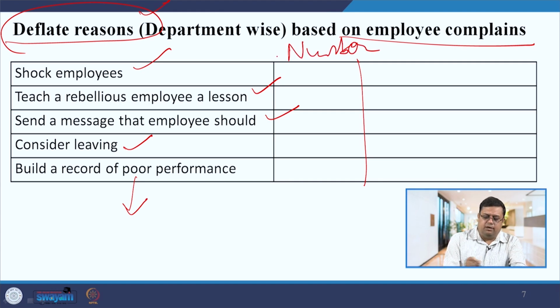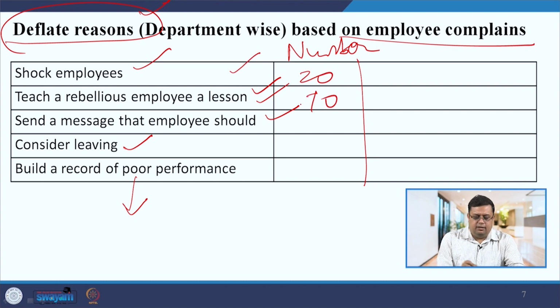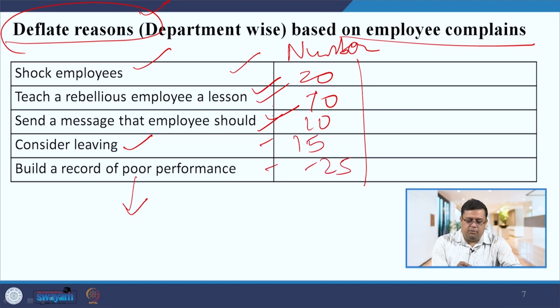You just have to number how many complaints you are getting related to shock, how many you are getting related to the second category and third category and fourth category, right? So the number of complaints you can write simply, and then you can convert into the percentage form, right? And then you can visualize these are the reasons for deflating or distorting the performance rating in my organization, which may give a negative impact on the employees, right? So these are the reasons for the deflating.